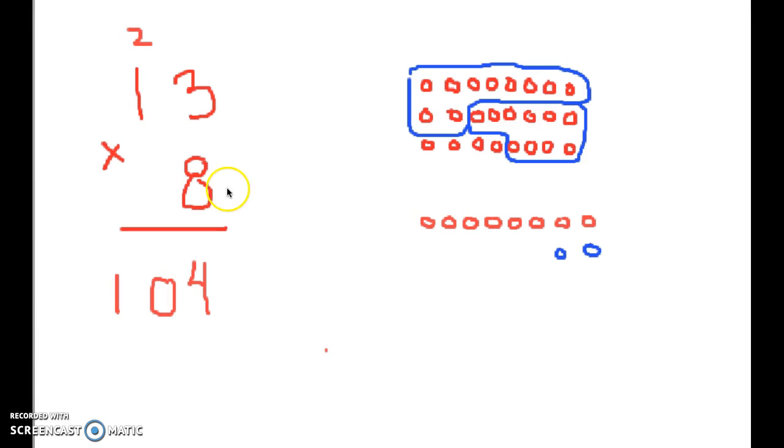Next we multiply our 8 by our 1, which is really our 10. So it's really 80, but we're going to just identify it as an 8. But we're going to add 2 together. So we carry down a 10, but it's really 100, and so the final answer is 104.